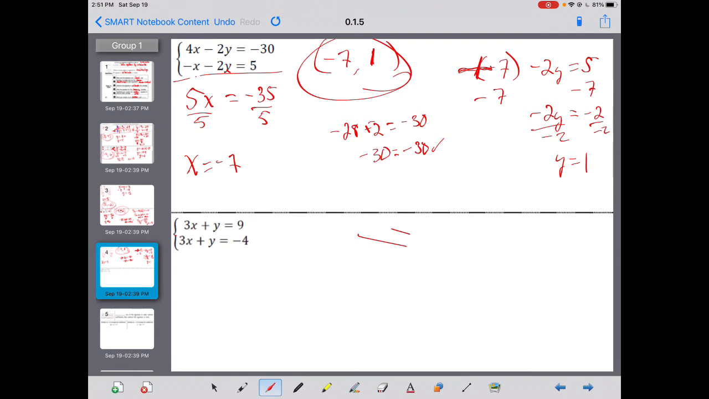Let's see what happens. I'm going to change the signs of everybody and add down. 3x minus 3x is 0. y minus y is 0. And 9 and 4 makes 13. So 0 equals 13. No, it doesn't. No solution.